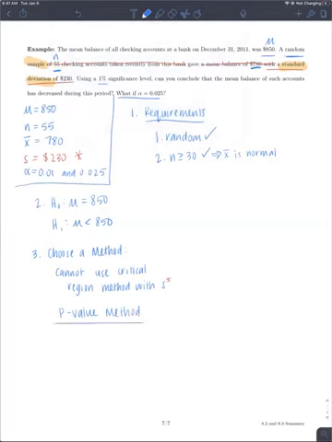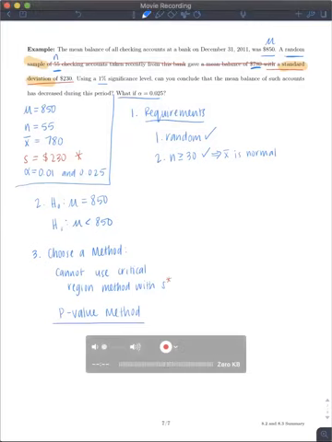For the p-value method, what function in your calculator are you going to use? I think I have a poll for this one. Go ahead and answer that poll. I'll give you a minute.